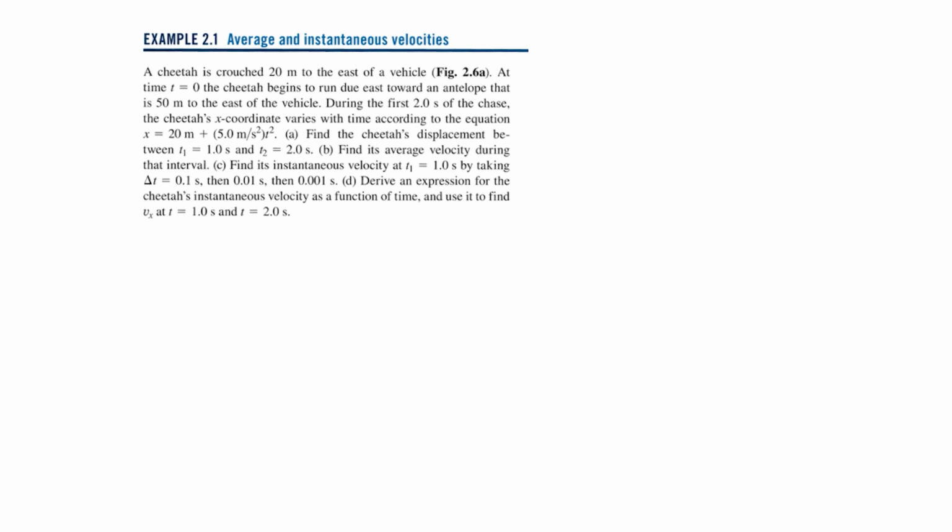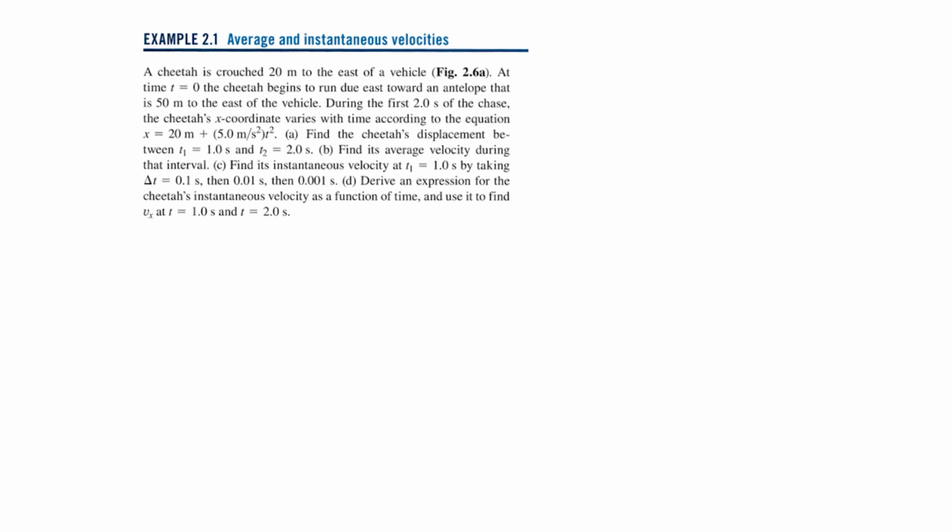Find the cheetah's displacement between time equals 1 and time equals 2. Find its average velocity during that interval. Find its instantaneous velocity at t equals 1 by taking delta t equals 0.1 seconds, and so on. Derive an expression for the cheetah's instantaneous velocity as a function of time and use it to find velocity at t equals 1 second and t equals 2 seconds.